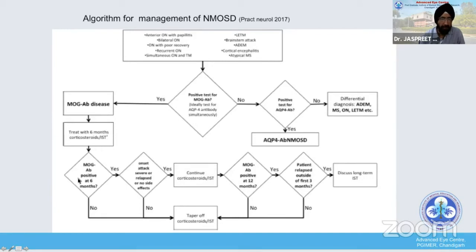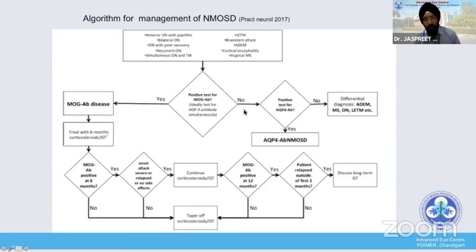And then you test MOG antibody again at 6 months. If there are no MOG antibodies, probably you can taper off the corticosteroids. But if it is positive, then of course the onset, the attack, and the severity of the relapse and severity at presentation could give you a clue how long you could consider continuing. So if at 6 months there is still MOG antibody, you have to continue the corticosteroids or the suppressive therapy. Again, test at 12 months. If there's nothing, taper off. If there is a MOG antibody positive, then probably the patient has relapsed. You have to discuss long-term immunomodulators, which are specific to the MOG antibody.